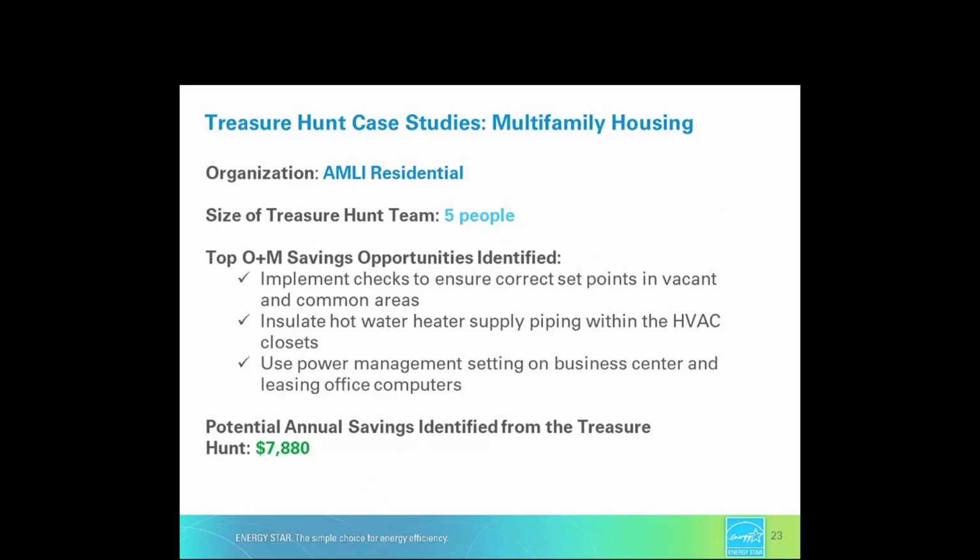So this first example here is Amley Residential, which is a multifamily property organization. They undertook a treasure hunt at one property, and you can see that they formed a team of 5 people. The top opportunities that they identified involved checking and correcting temperature set points, insulating their water pipes, and activating power management settings in their business center and in their leasing office. You can see here those were small savings, but pretty simple to implement.